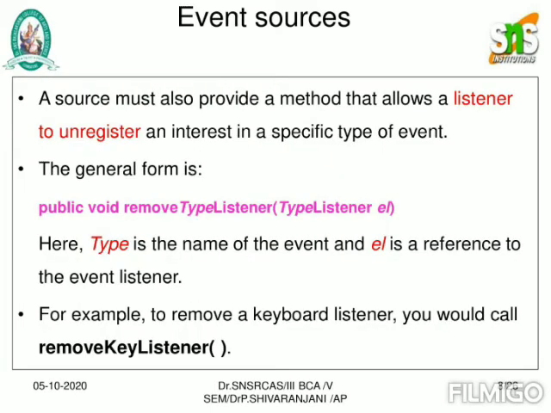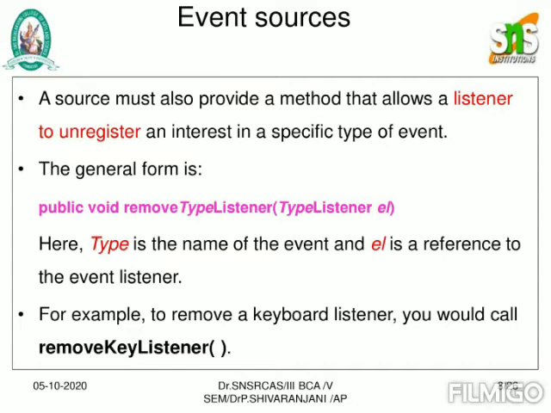An event source must also provide a method that allows the listener to unregister for the specified type of listener. For that you have to use a keyword called remove Type Listener. This will help you unregister the particular registered event source.